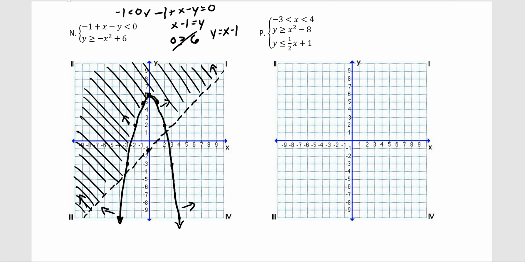All right, last one, letter P. Go ahead and give it a shot. Try it on your own. Let's see how we do. It combines everything we've done so far today. Go ahead and try letter P on your own. Pause the video. Let's see how we do.